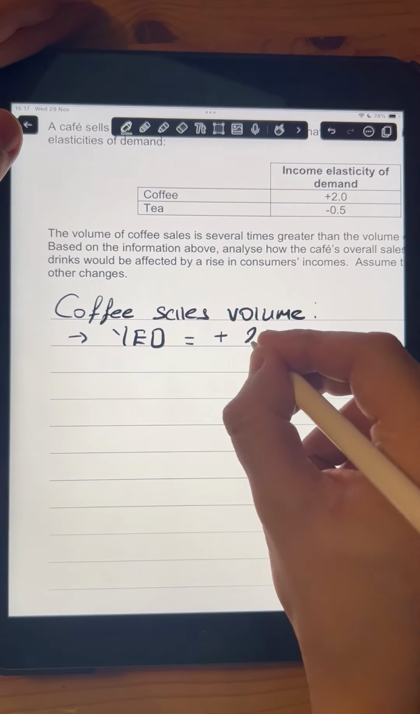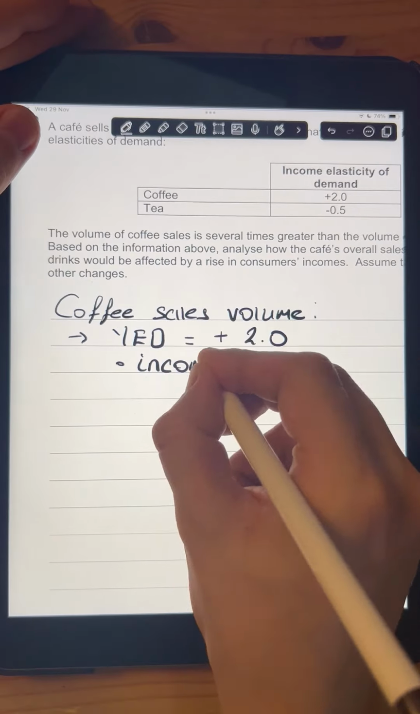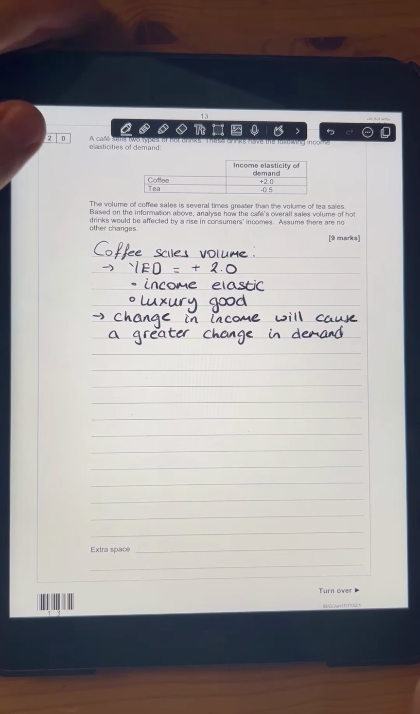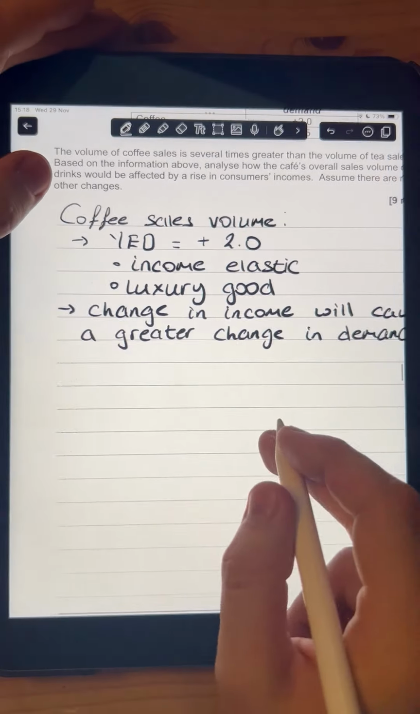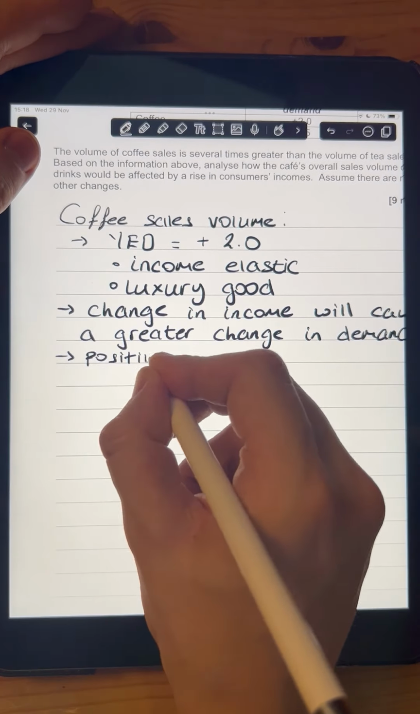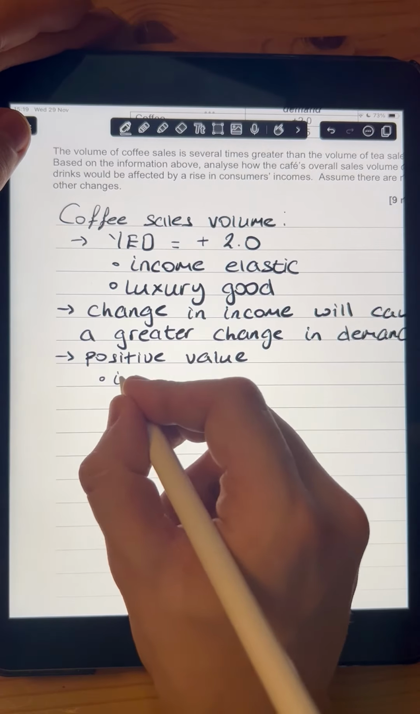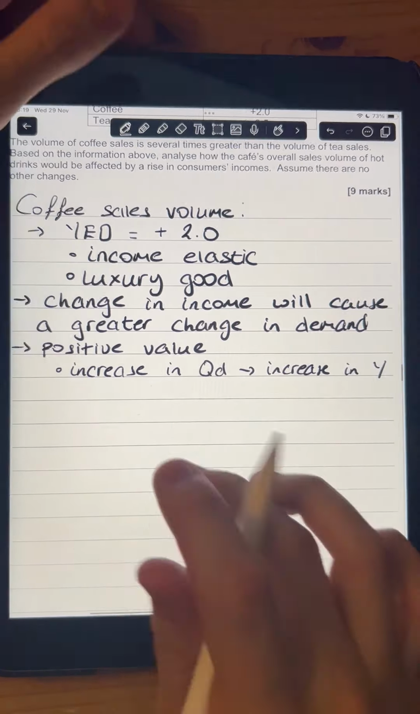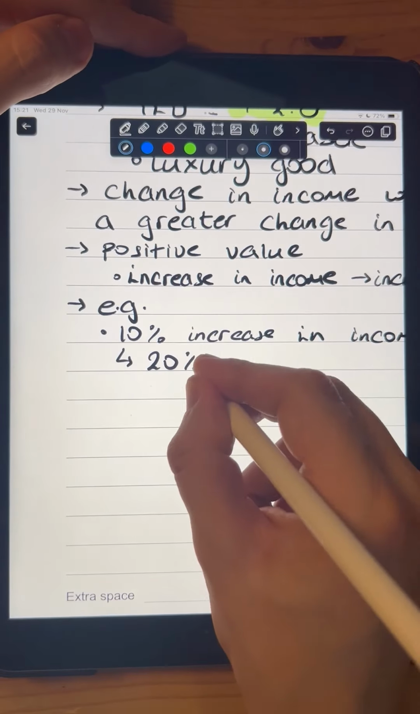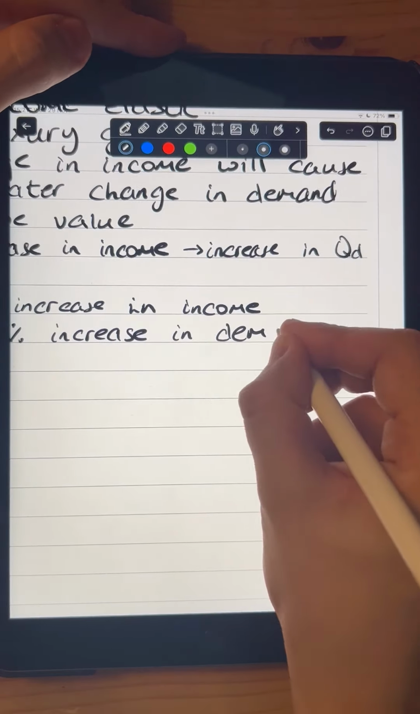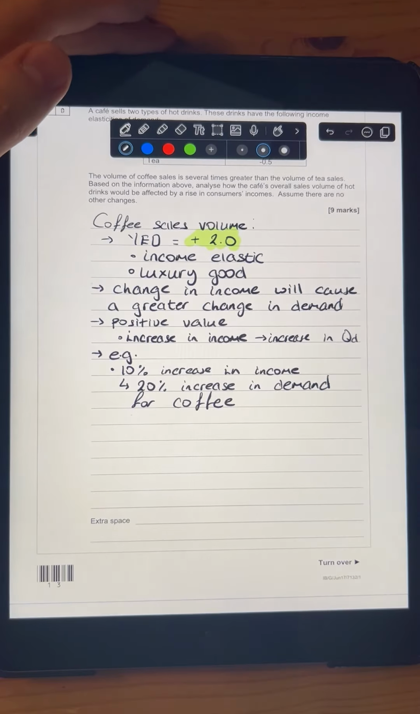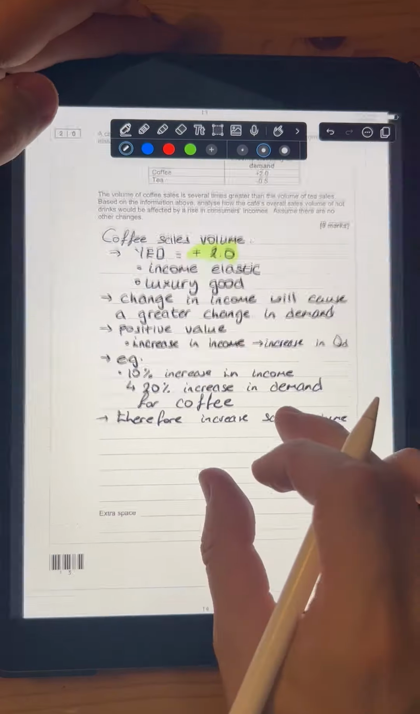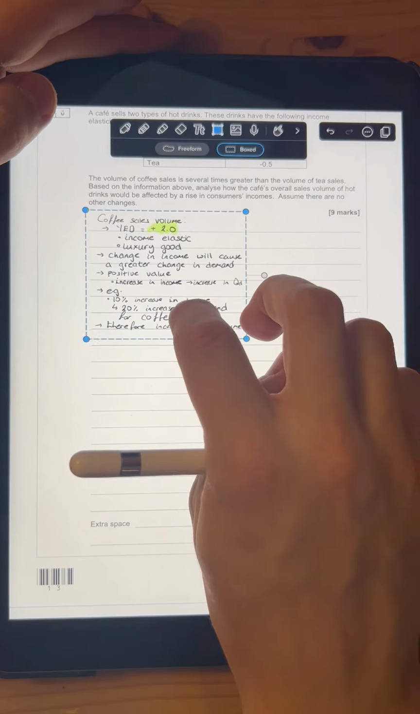Firstly, the income elasticity of demand value for coffee is positive 2.0, which makes it income elastic and a luxury good. So first of all, if the income rises because coffee is income elastic, it will cause the demand to change by a greater amount. And because the income elasticity of demand value is positive, it will cause an increase in demand if income rises. So for example, if income rises by 10%, demand would increase by positive 20%, as it is twice the amount, which would cause sales volume for coffee to increase by twice the amount of the change in income.